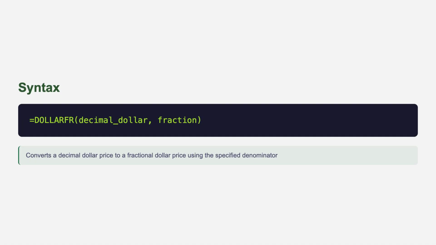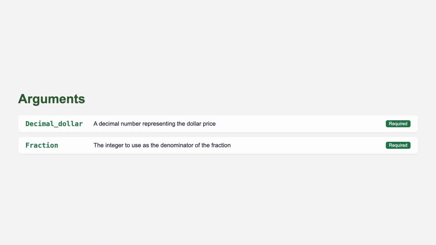The decimal_dollar is the number you want to convert, and fraction is the integer denominator you want to express it in. There are two arguments, both required. Decimal_dollar is a decimal number representing the dollar price. Fraction is the integer to use as the denominator of the fraction, such as 16 for 16ths or 32 for 32nds.